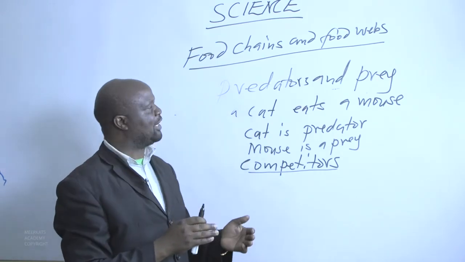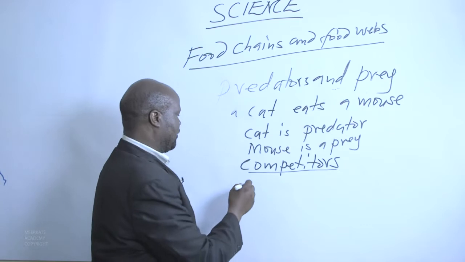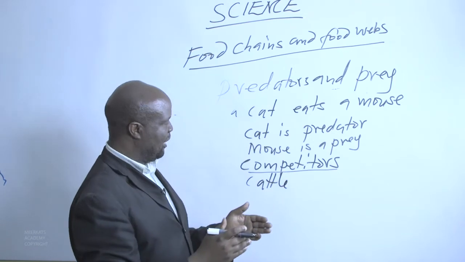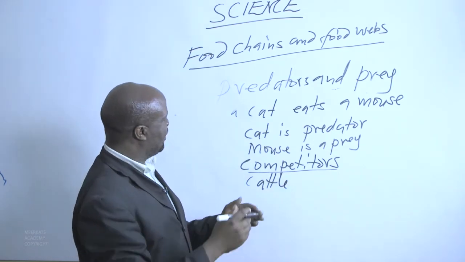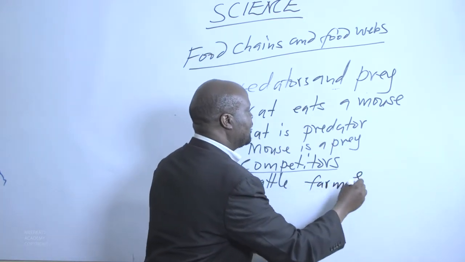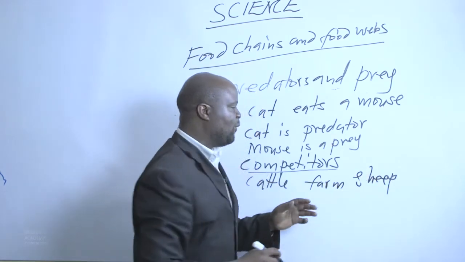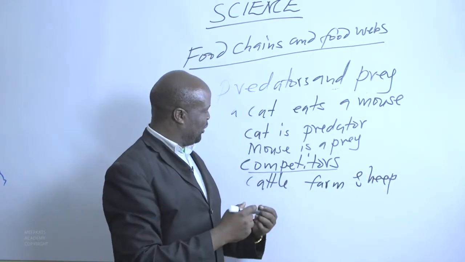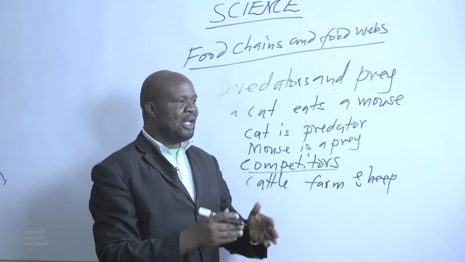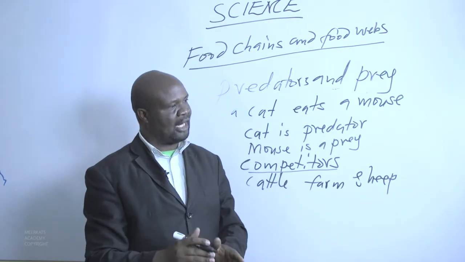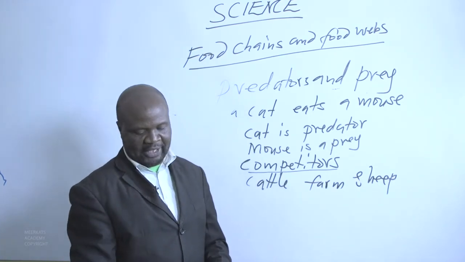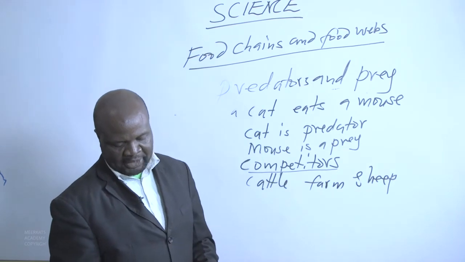For instance, we can have an example of cattle. If you have cattle in a farm, and then you decide to introduce sheep in the same farm, you will find that the sheep will compete with the cattle for the grass. So we shall say the cattle and the sheep are competing for the grass. They are eating the same grass, competing for the same type of meal. Therefore, the cattle and the sheep are competitors within such a habitat.